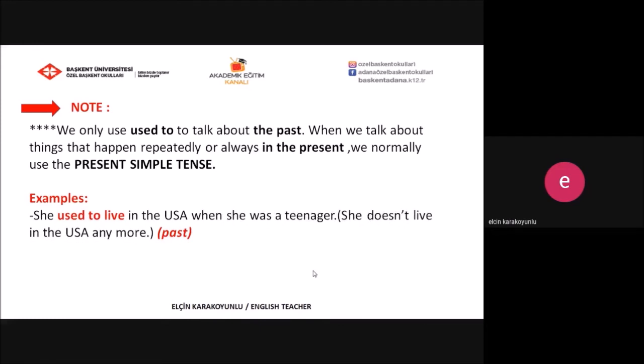She used to live in the USA when she was a teenager. When we use "used to" here, it means that we are talking about the past. So it means that she doesn't live in the USA anymore. But if we say "she lives in the USA," it means that she still lives in the USA. So here the sentence indicates that we are talking about the present, not the past.